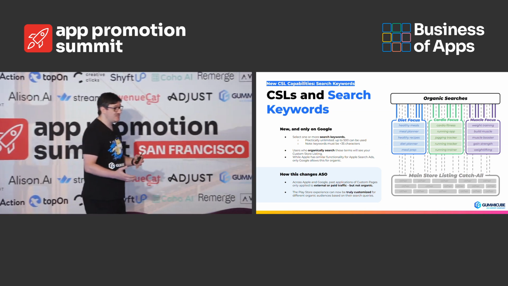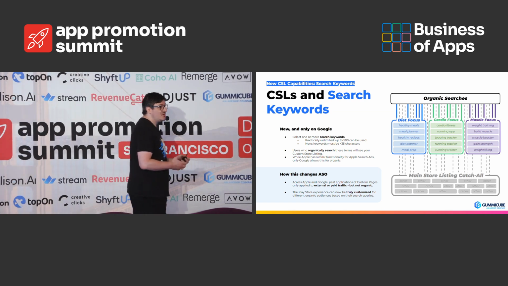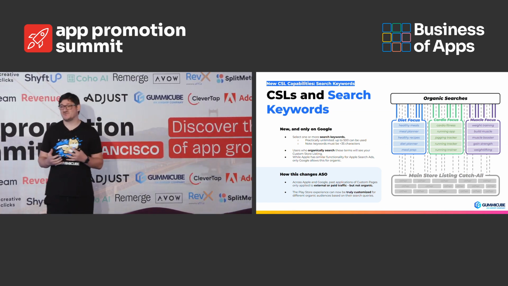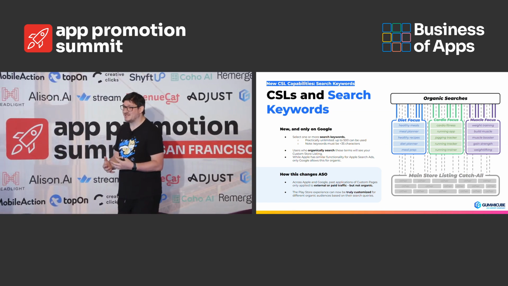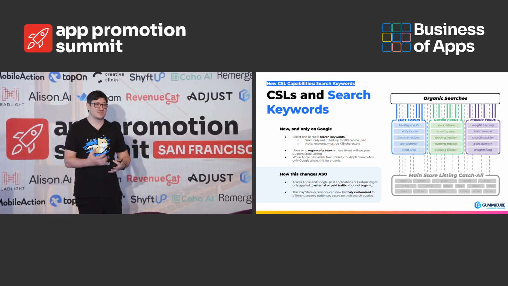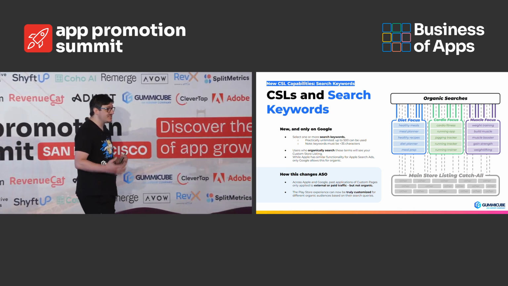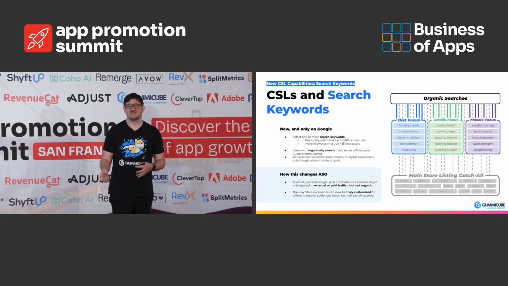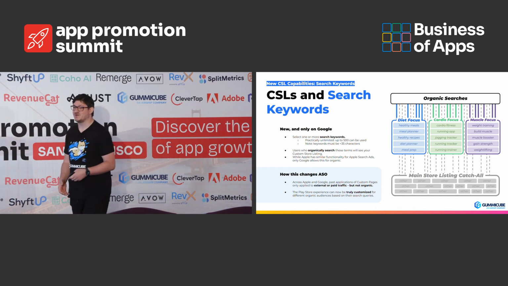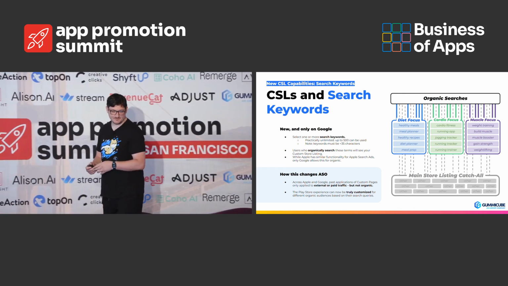And ASO is really going to have to tie into this because whereas custom store listings and product pages before might have been a search ads activity, or maybe it was an activity for the growth managers on the paid side, it's going to be more and more impacting the ASO side now, particularly on Google Play. It's almost inevitable at some point Apple's going to follow along and do something similar.